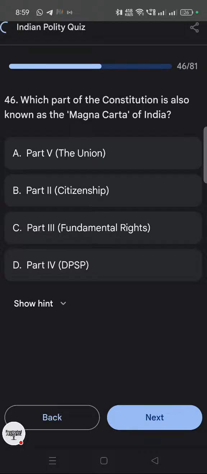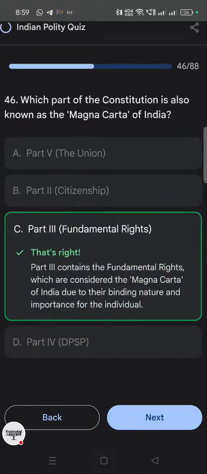Which part of the Constitution is also known as the Magna Carta? Part 3, Fundamental Rights, is considered the Magna Carta of India due to its binding nature and importance for the individual.